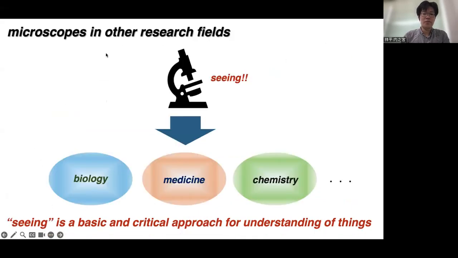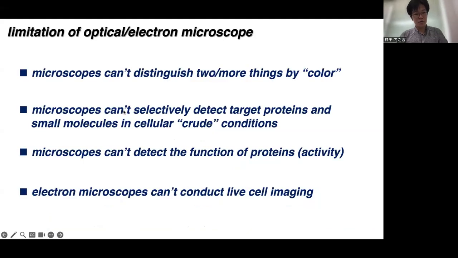So again, this microscope is applicable not only to biology and medicine, but also to chemistry, material science, and other things. So actually almost every research field. So you can understand how important the microscope is. However, of course, there are some limitations in the optical microscope and electron microscope.